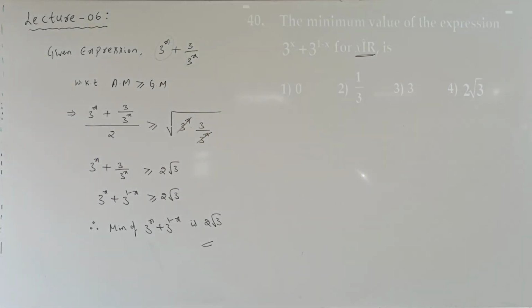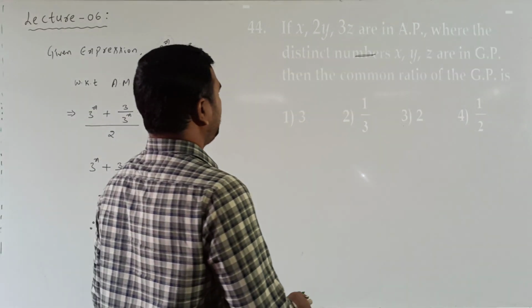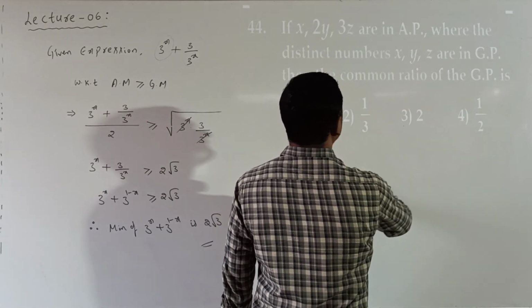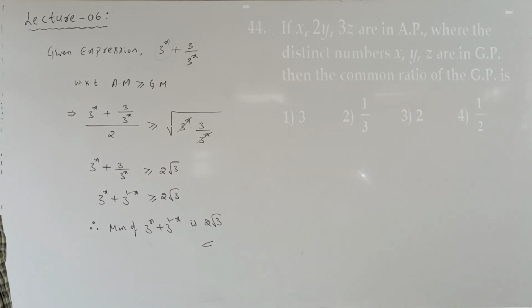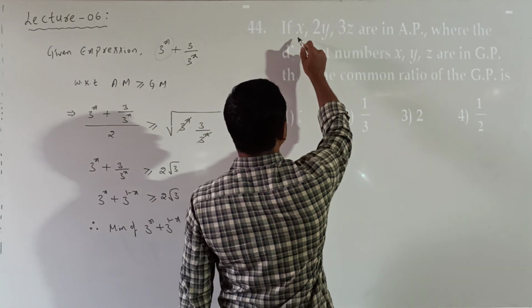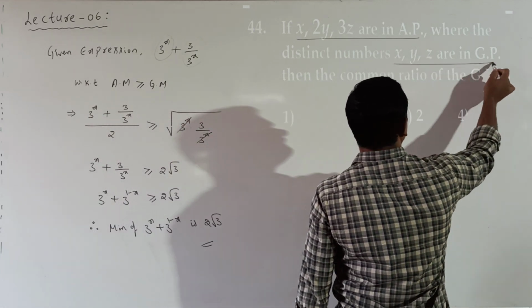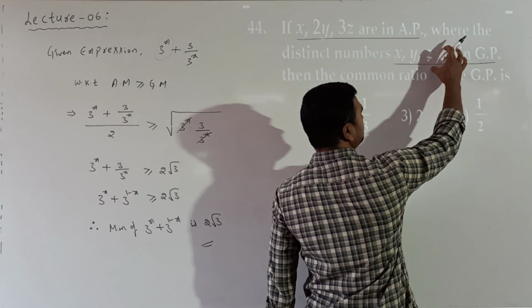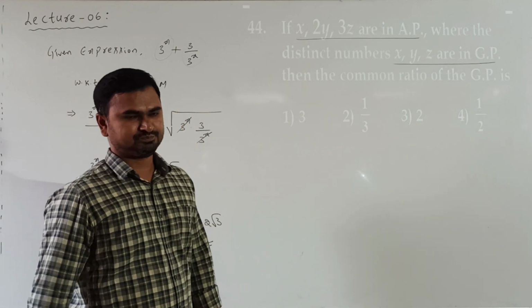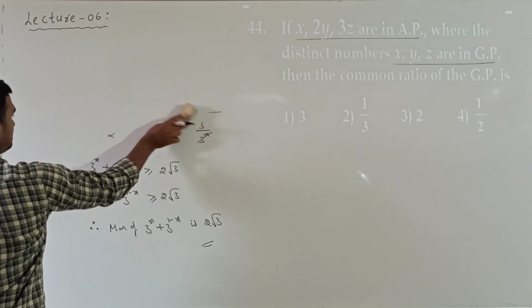Now let us see the next question. If x, 2y, 3z are in AP, where the distinct numbers x, y, z are in GP, then the common ratio of the GP is. So here they are given two progressions. First, x, 2y, 3z are in AP and x, y, z are in GP. Now we need the common ratio of the GP. Means for this GP we need the common ratio.